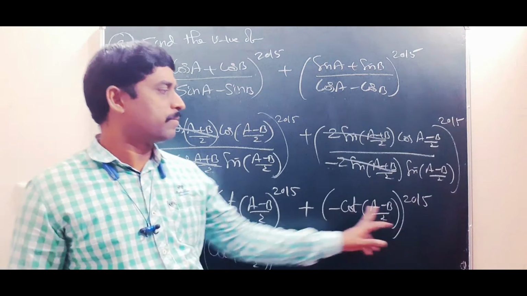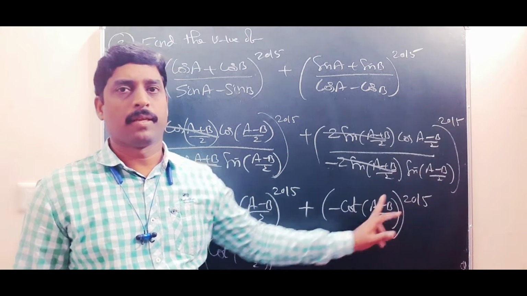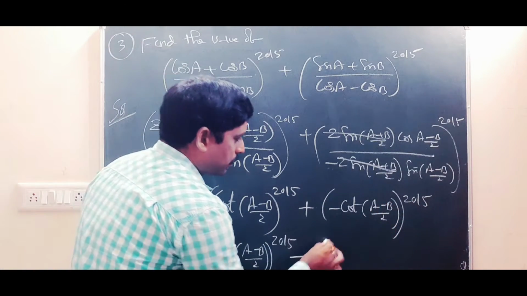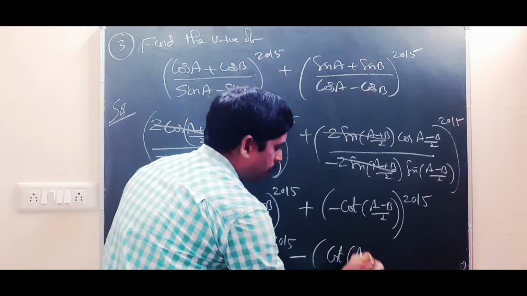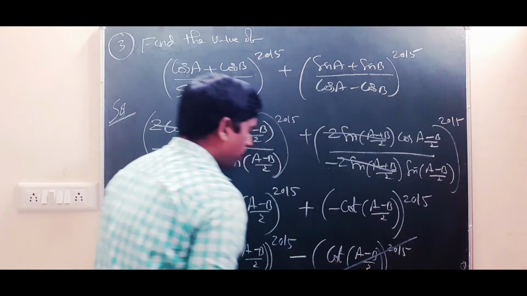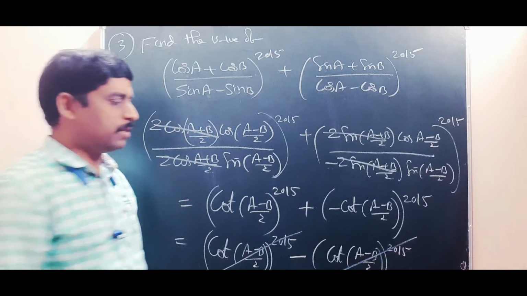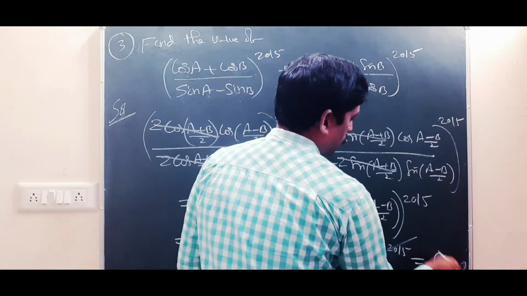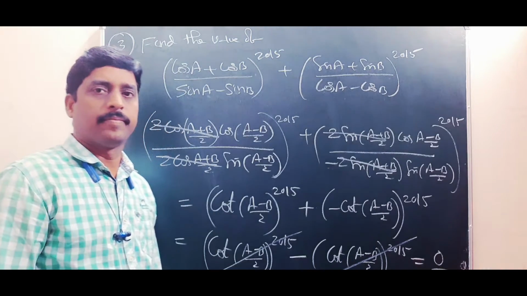Minus 1 to the power of an odd number becomes minus cot (A minus B by 2) to the power 2015. This is the negative value and the positive value, they get cancelled. The answer becomes 0.